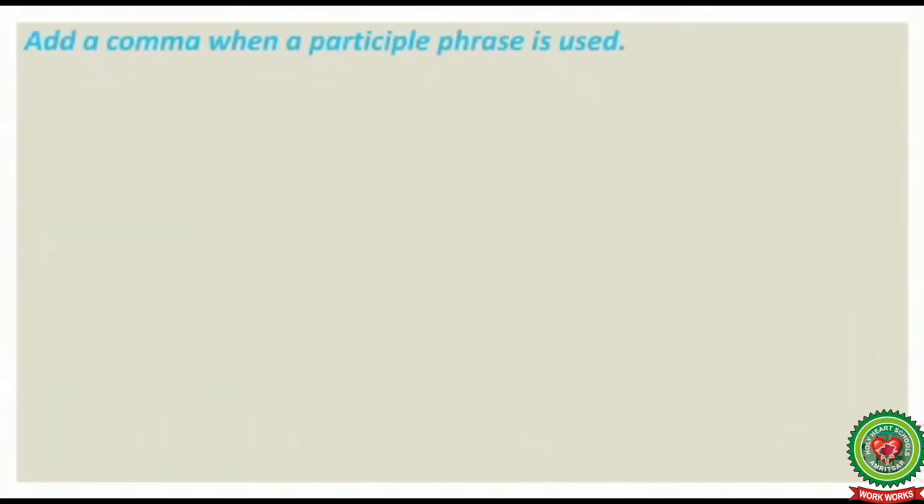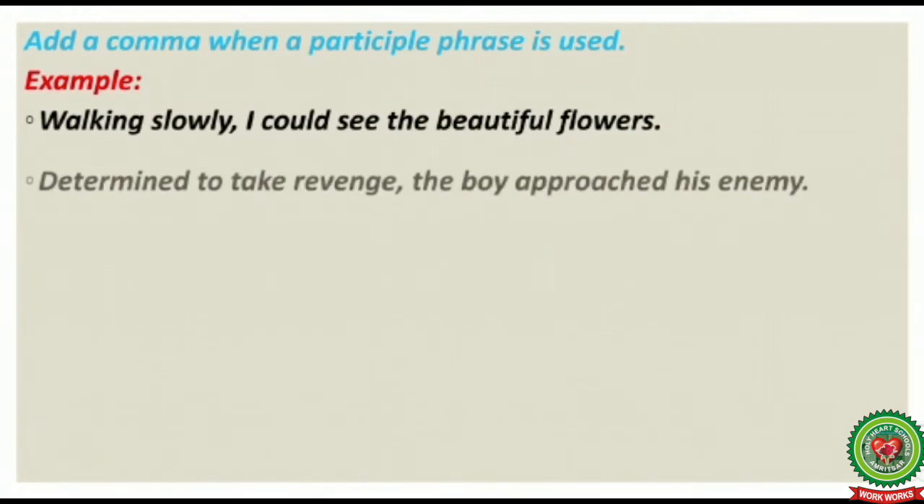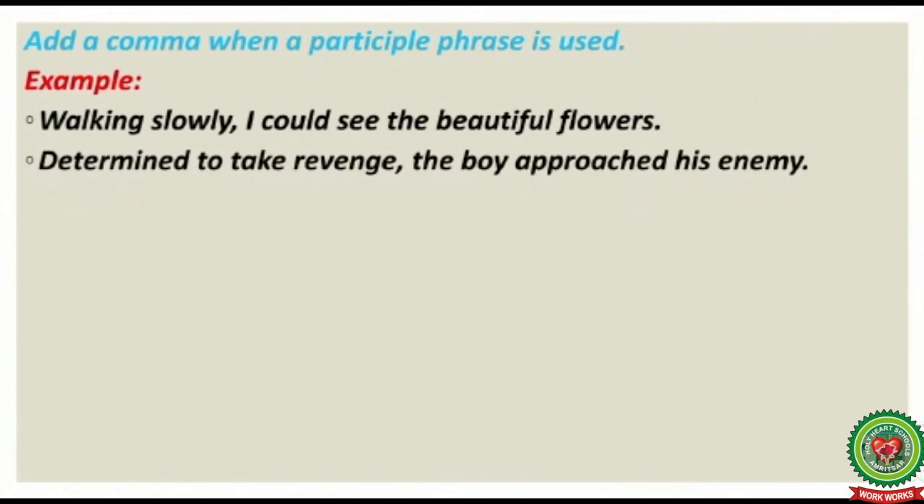Add a comma when a participle phrase is used. Example: walking slowly, I could see the beautiful flowers. In this statement, walking slowly is a participle phrase, so we will place a comma after it. Determined to take revenge, the boy approached his enemy. Again, determined to take revenge is a participle phrase, so we have used a comma.